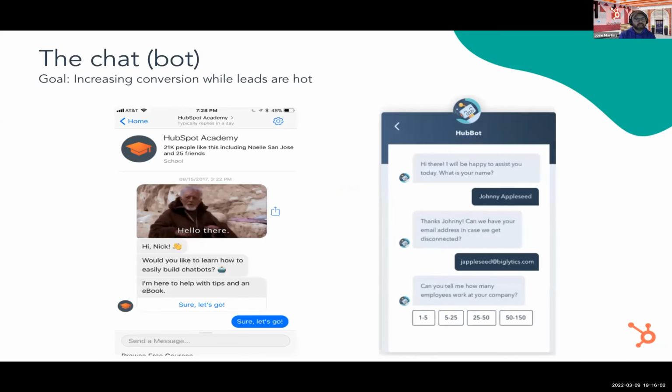So how does it look? It looks something like this. You've probably seen it before. If you haven't seen it, go to the HubSpot website. You'll see that thing pop up and say, hey, how can I help? So very, very easy to do. That's one way of converting people on your website: chatbots.